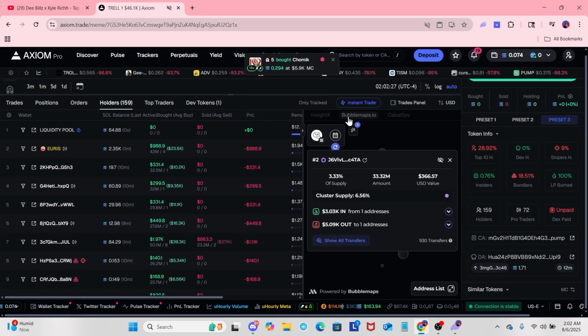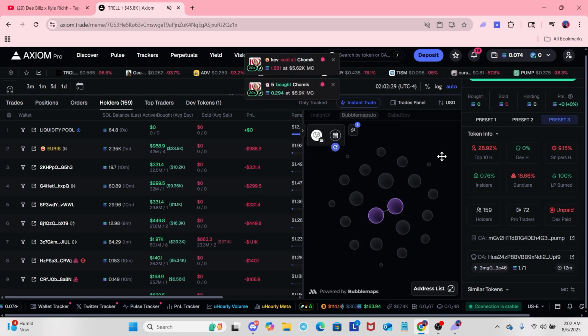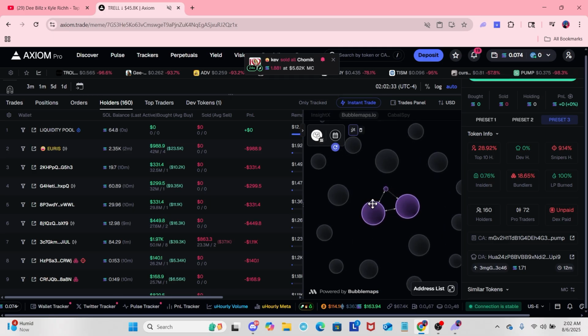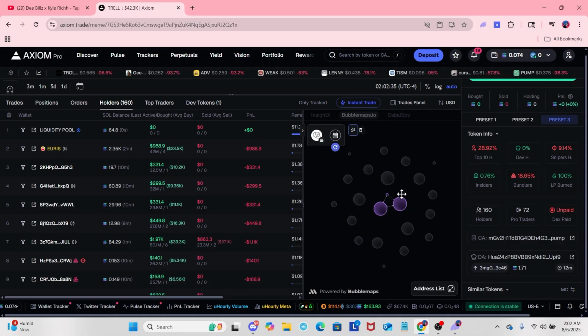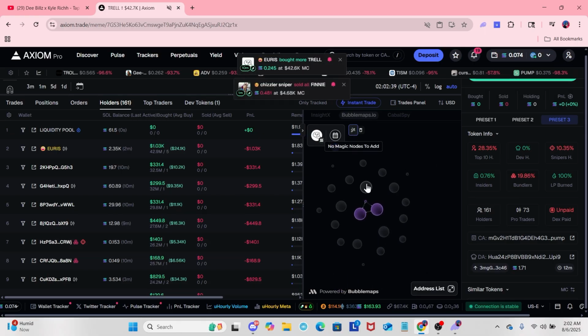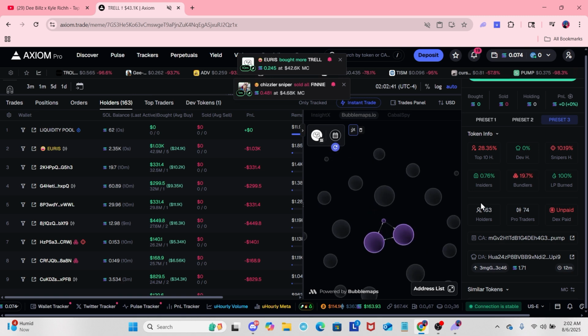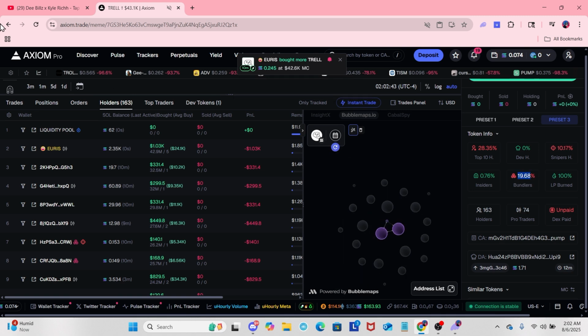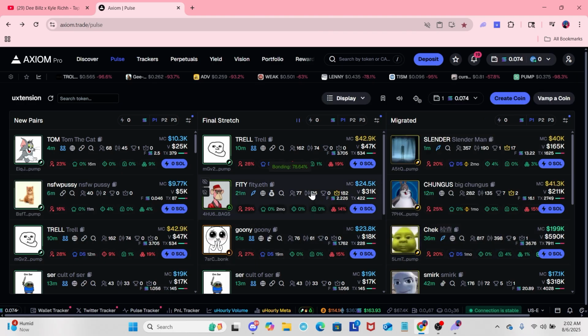But if you click the little magic node, it shows you just a little bit more. He has 3 wallets that are connected to this. There's not really much of anything else, but you gotta watch out because you wouldn't have seen that from just this. This shows you more.